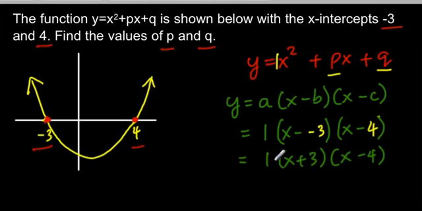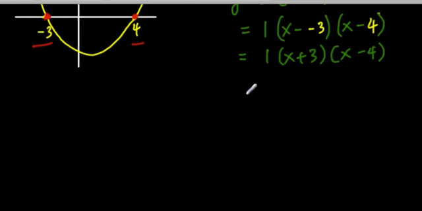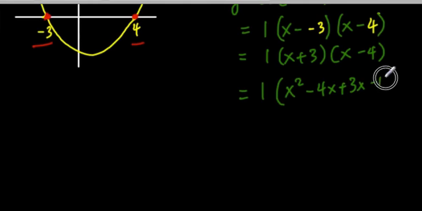So how do I go from the factored form to the standard form? Well, I just have to expand this. So let me expand that. So I get 1, and here it's x squared, the first term times the first term. So minus 4x plus 3x minus 12. And this is going to be 1 times everything there. So it's x squared minus x minus 12.